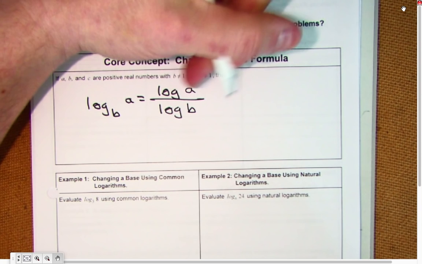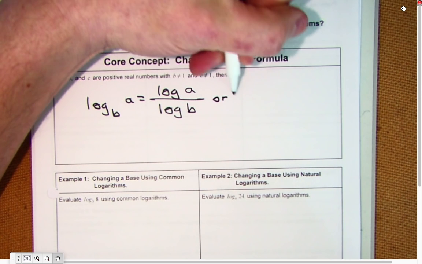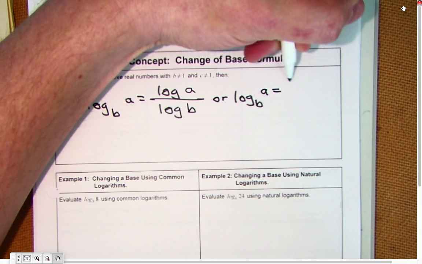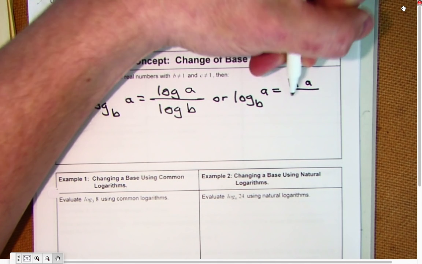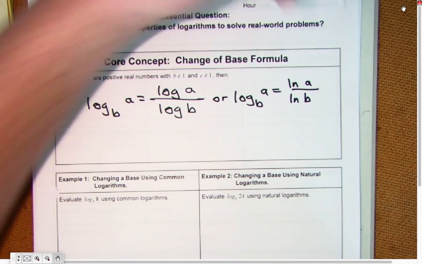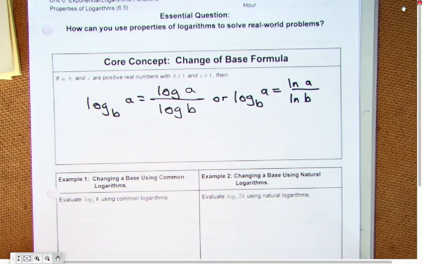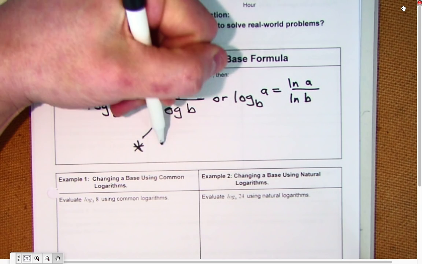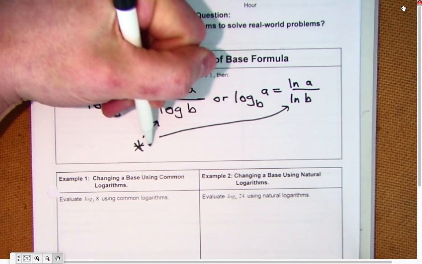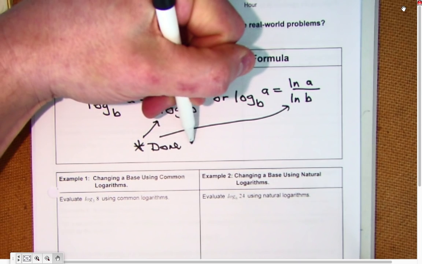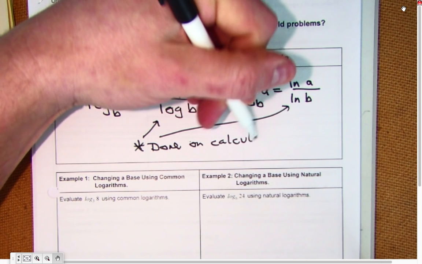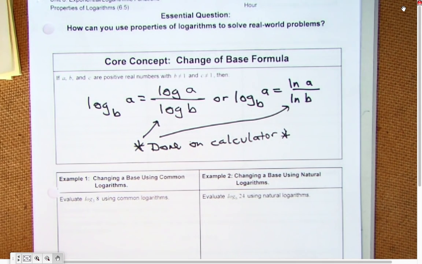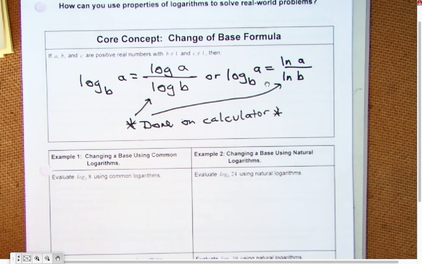And you can also do that with natural logarithms. If I have the logarithm in base b of a, that equals the natural log of a over the natural log of b. Okay? And this is a nice way to find any logarithm. And the cool thing about this is that this and that can be done on your calculator. So that makes it really convenient for us. So let's take a look at these examples here, and you'll see just how fast it goes.